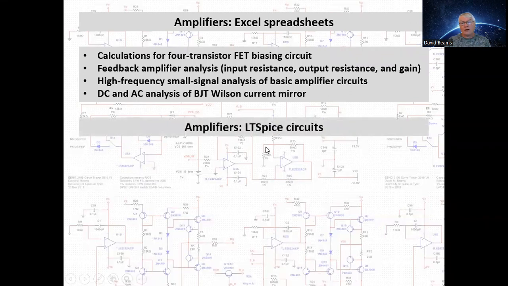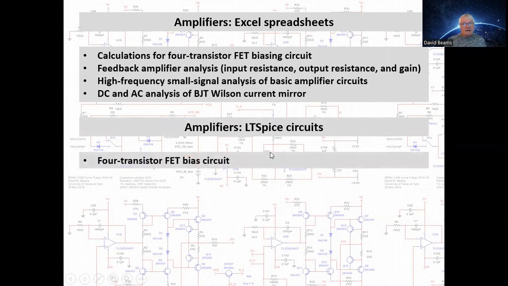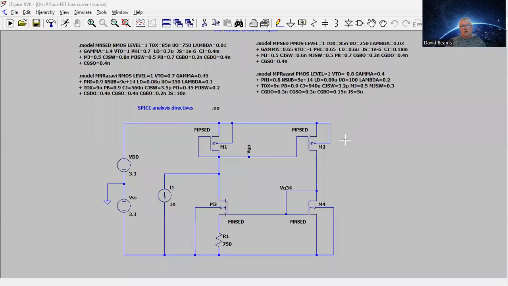And we have one LTSpice circuit as part of this presentation. We have an LTSpice simulation of the 4-transistor FET bias circuit. Well, let's take a quick look at that. Here is the LTSpice model of the 4-transistor bias generator circuit. And you have a choice here of either Cedra and Smith models for the MOSFETs or Razavi's models for the MOSFET PMOS and NMOS devices.